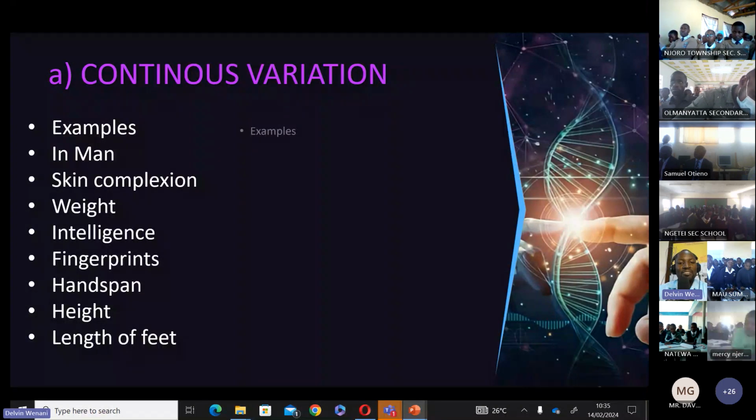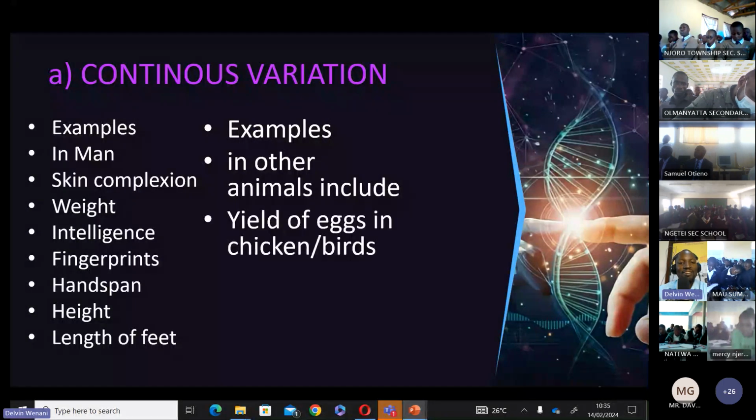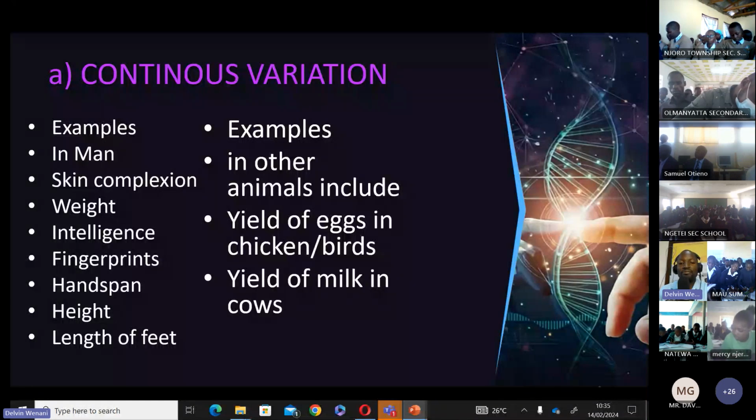Examples in other animals include, number 1, yields of eggs in chicken. We have discovered that chickens yield eggs differently. They may be of the same species, but the number of eggs yielded is very different. The yielding of milk in cows. You may have 2 or 3 cows of the same species, all Frisians, fed on the same food, but you discover that the yielding of milk is different.